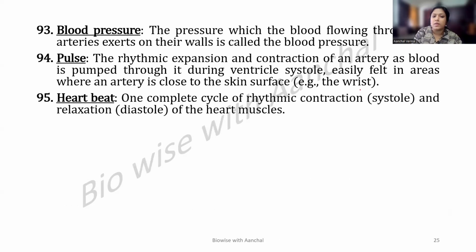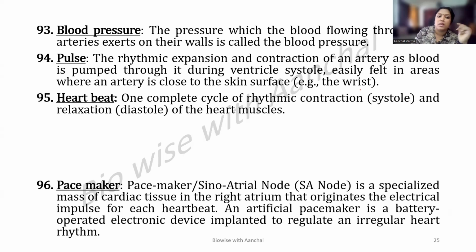Okay. Next one is the heartbeat. One complete cycle of rhythmic contraction, that is systole and diastole of the heart muscles, is called one heartbeat. So heartbeat has basically three phases: atrial systole, ventricular systole, and joint diastole. Okay, atrial systole is 0.15 second, ventricular systole is 0.30 seconds, and the joint diastole is 0.40 seconds, making one heartbeat of 0.85 seconds. Okay, so that is your heartbeat.